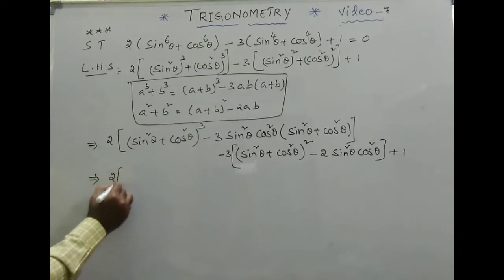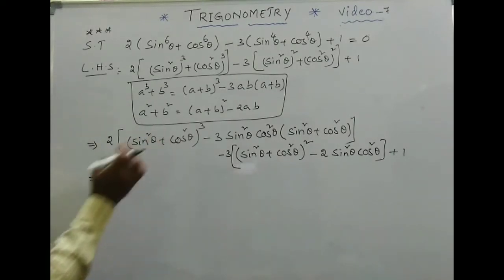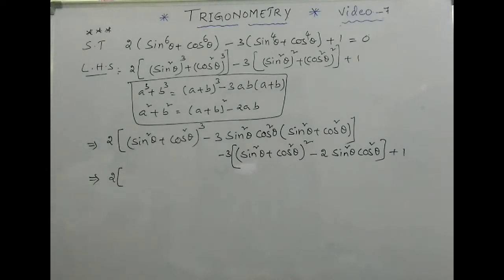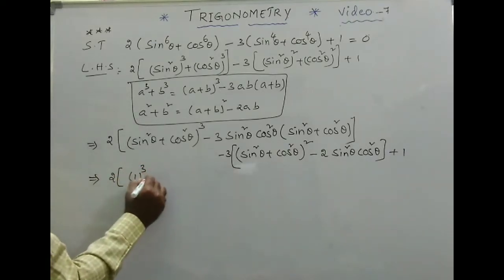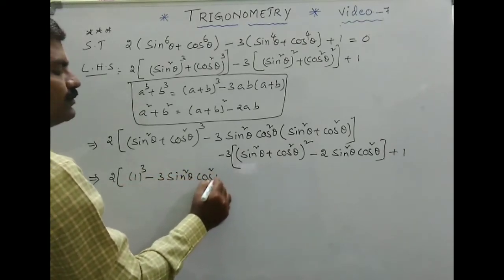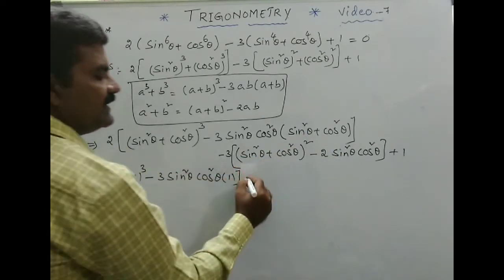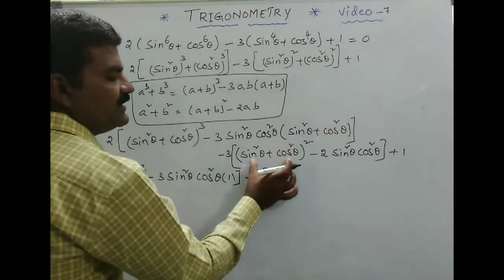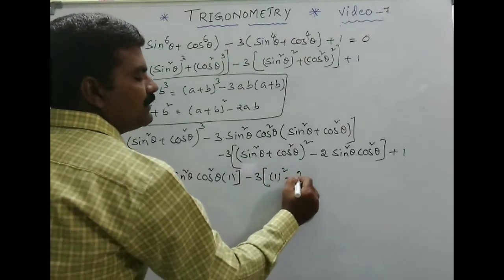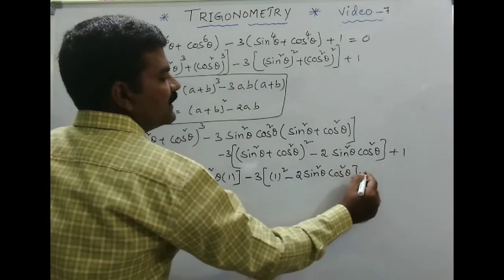Can you guess? This is a standard identity, no? Sine square theta plus cos square theta, which is always true and which equals 1, isn't it? Which is always 1 for any value of theta. So hence this is 1 cube minus 3 into sine square theta into cos square theta into, once again this bracket value is also 1, minus 3 into, coming to here, once again 1 whole square minus 2 sine square theta into cos square theta plus 1.